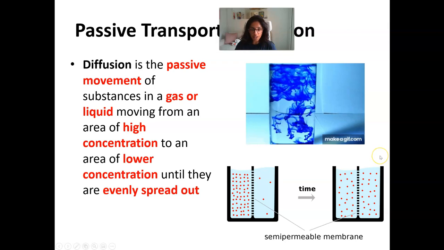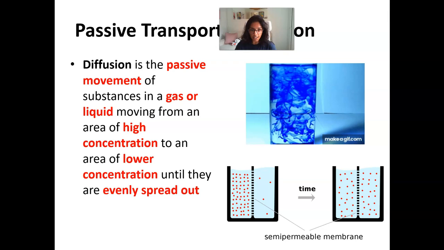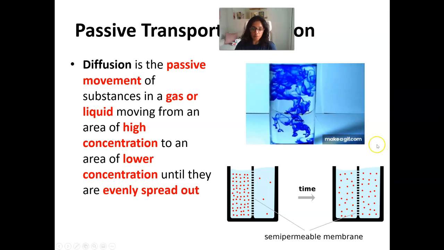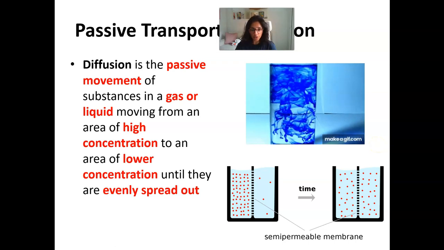Okay, so understanding that diffusion is the movement of molecules in a liquid or a gas. It's passive, so no energy is required, and we are moving from an area of high concentration to an area of lower concentration until the molecules are evenly spread out.